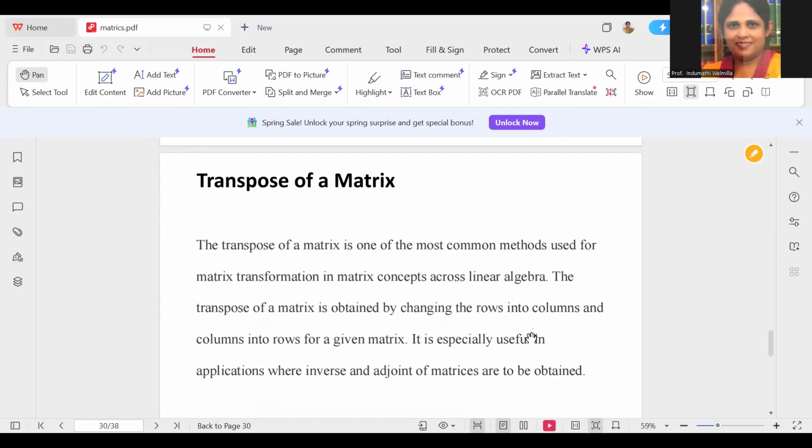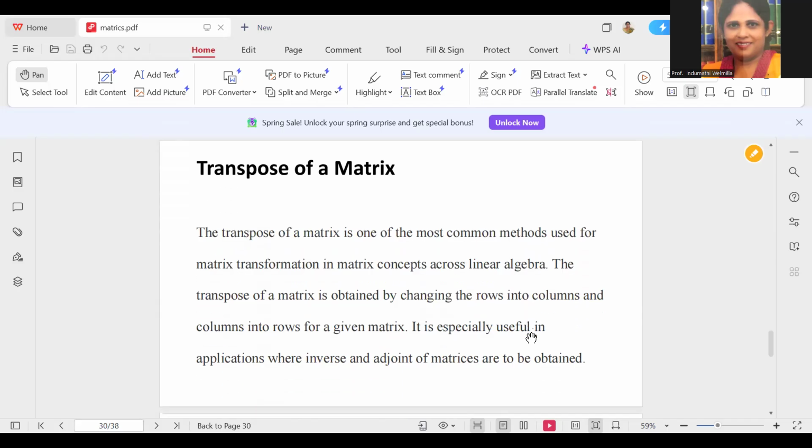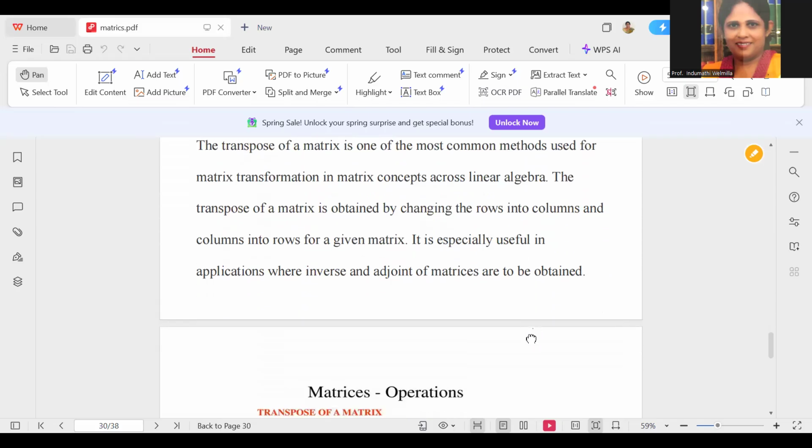Transpose of a matrix. The transpose of a matrix is one of the most common methods used for matrix transformation across linear algebra. The transpose of a matrix is obtained by changing the rows into columns and columns into rows for a given matrix. It is especially used in applications where the inverse and adjoint of a matrix are to be obtained.